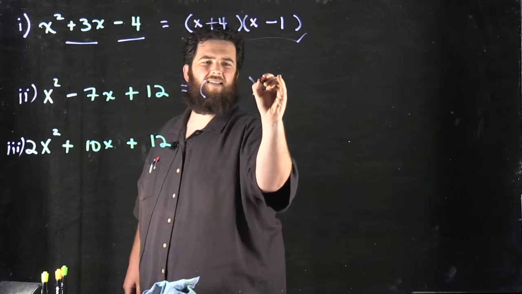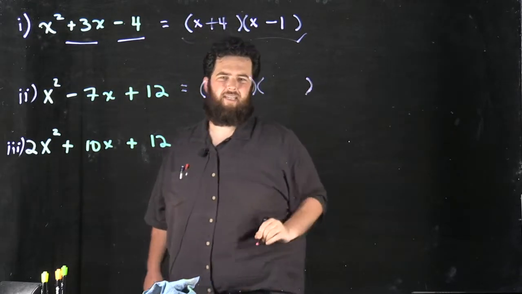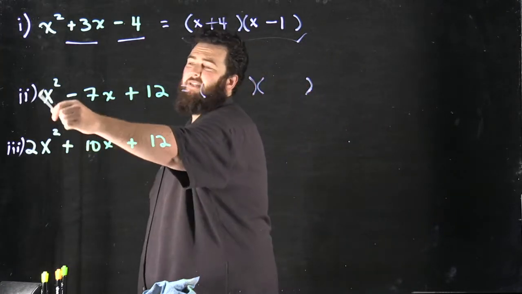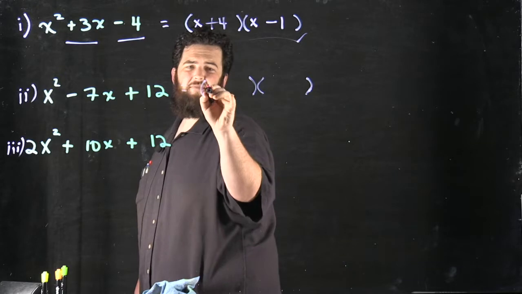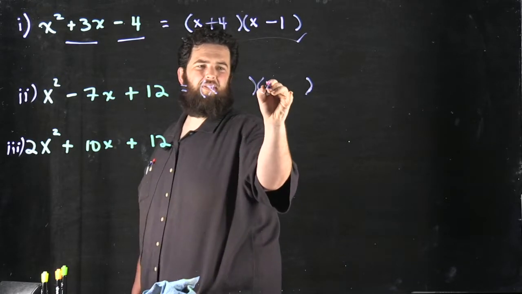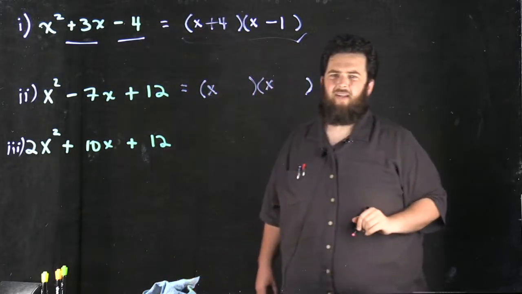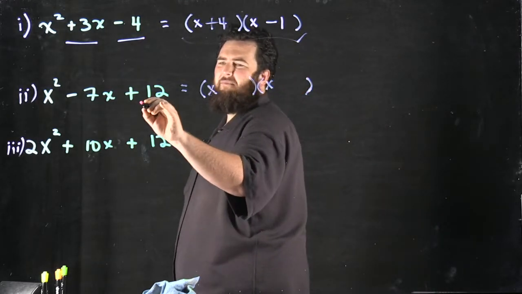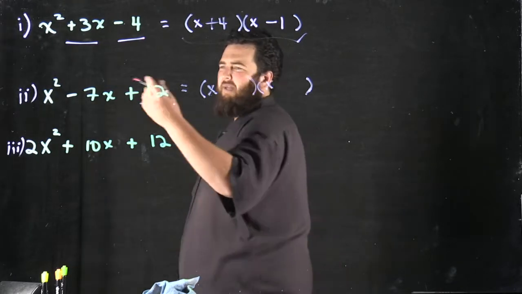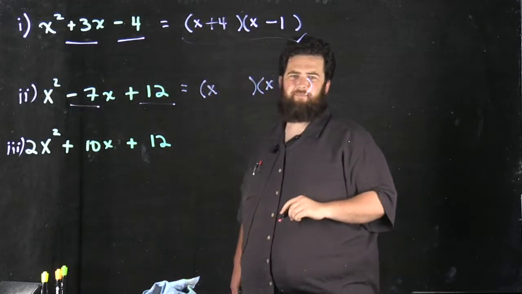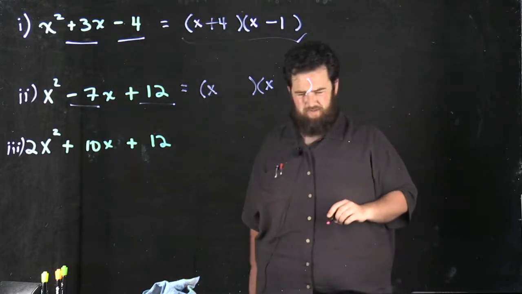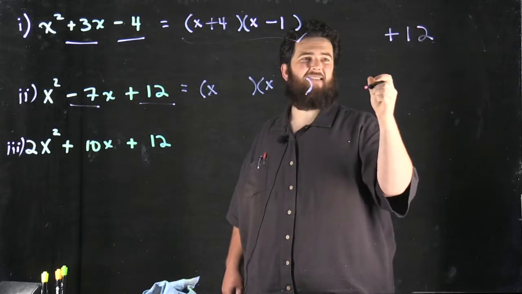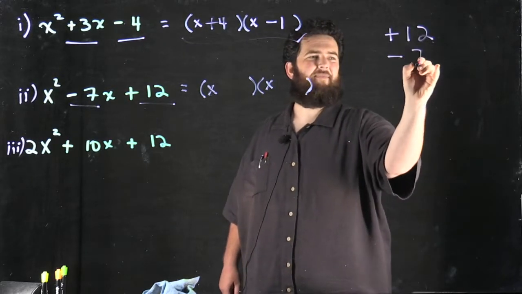Now you know how I like to go ahead and throw up my parentheses first. And we say, look at the leading term here. It's just x squared. It's a pretty safe bet that the first term in both of these binomials is going to be x. Now, let's find out the rest. What two numbers multiply to 12 but add to -7? I need something that multiplies to +12 but adds to -7.